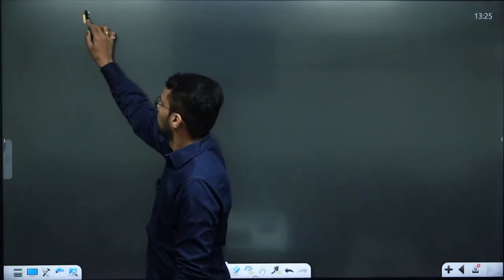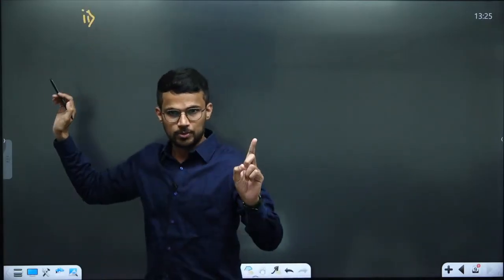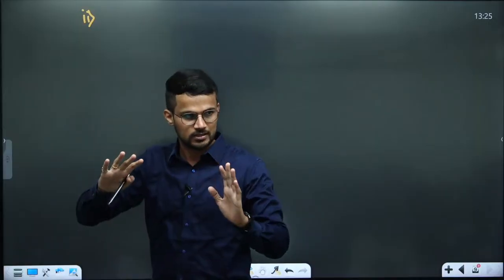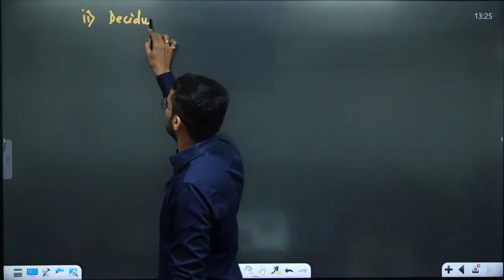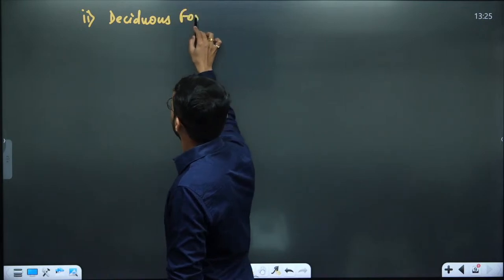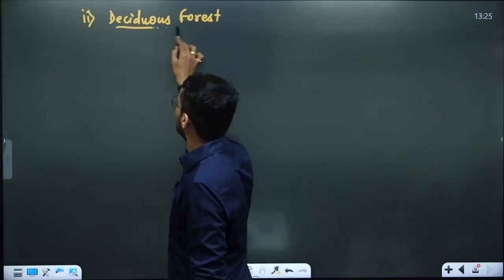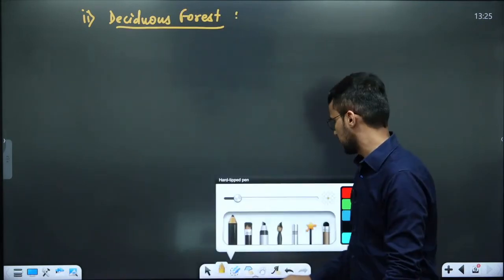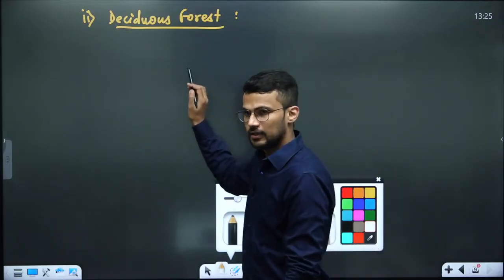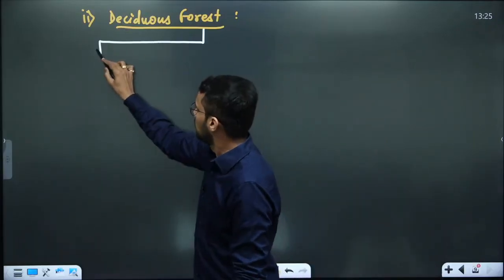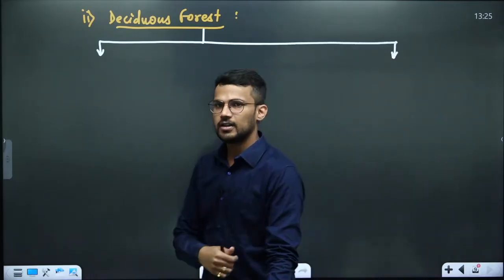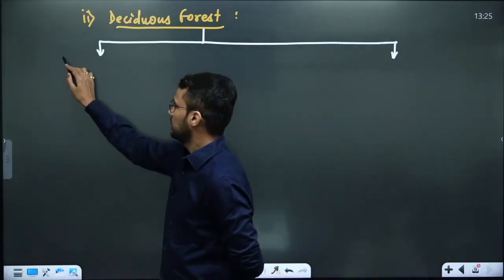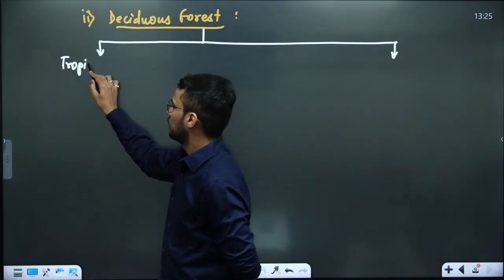Next now, next. Second under this is, make sure you give numbers properly. हम forest biome के अंदर discuss करते हैं. Next is deciduous forest. Deciduous forest is divided into two. First is tropical deciduous forest.